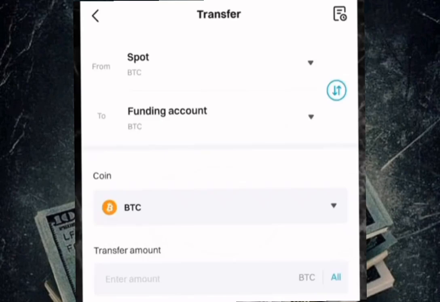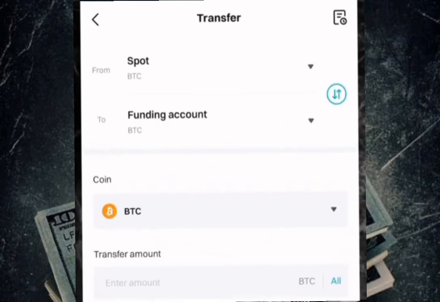You just see where you want to transfer from and where you want to transfer to. Right here on the screen, you see where it says from spot to funding. But that's not what we want to do. What we want to do is from funding to futures.